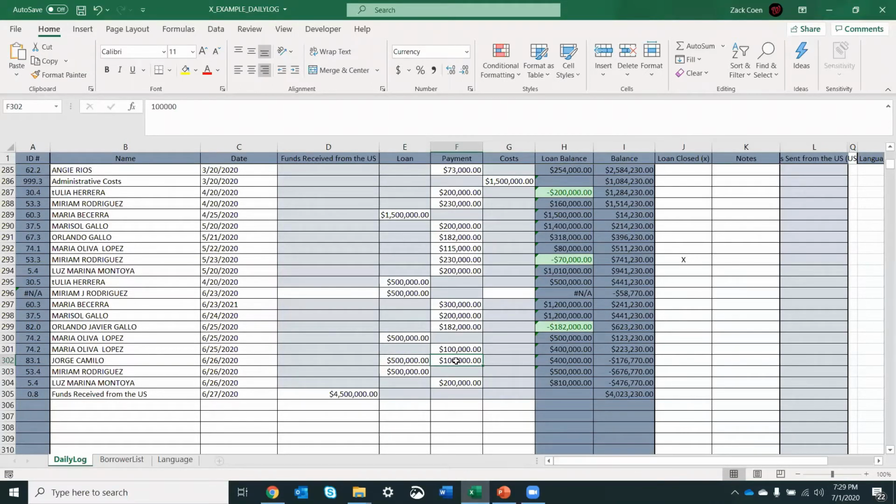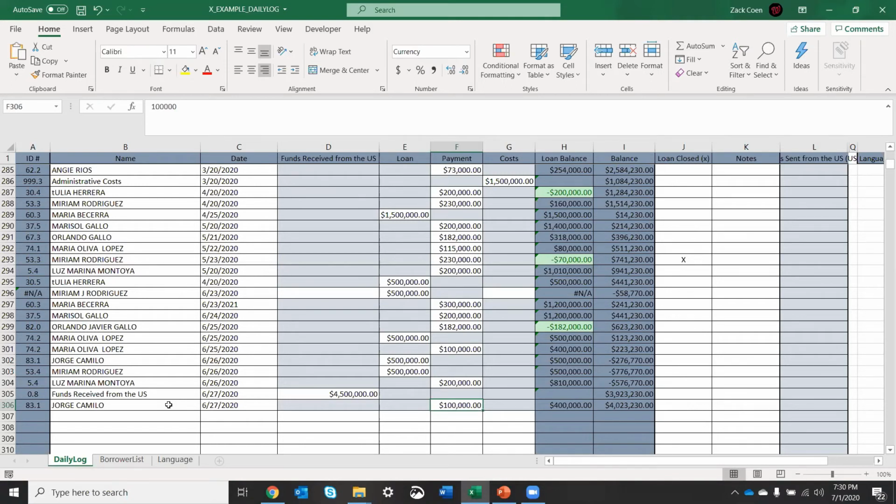So if he received a loan and then made a pretty much immediate $100,000 payment, which I'm not really sure why that would happen, but if that was the case, we would want to break those up and then come here and enter Jorge Camilo, 6/27 as the date. And then here we would enter the 100,000 peso or whatever currency transaction that you would want. So that's our first example.